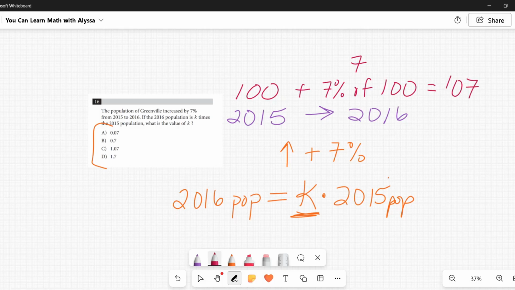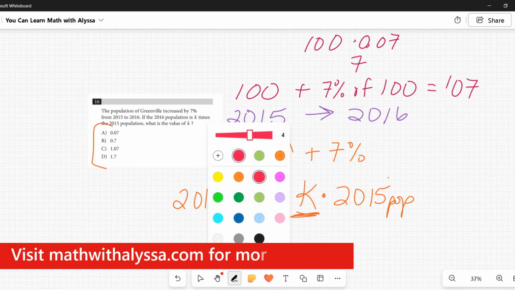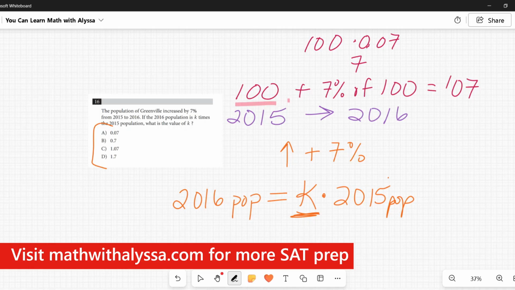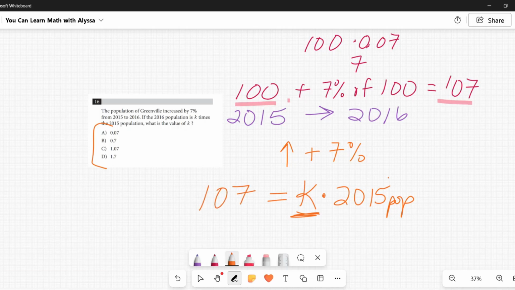And we get 7% of 100, in case this is a reminder, we multiply 100 times 7%, which is 0.07. So 100 times 0.07 is how we calculate 7% of 100. All right, so I know my 2015 population, I said it was 100. My 2016 population is 107. So I'm going to go down here and plug those numbers in. My 2016 population is 107. My 2015 population is 100.